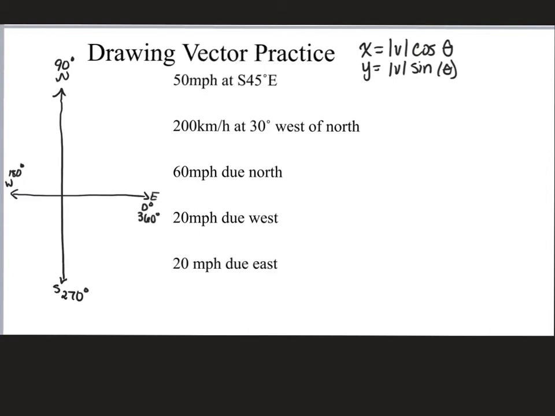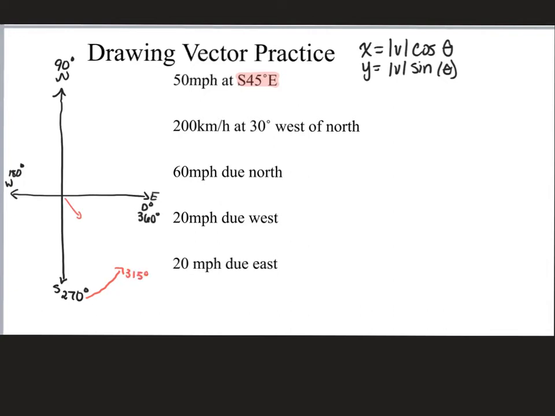And you want to be careful based off of the description of how to draw the angle. So the first one is 50 miles per hour, south, 45 degrees east. So I want to start at south's position, and I want to pivot 45 degrees to the east position. This is going to put me at an angle measurement of 315 degrees.